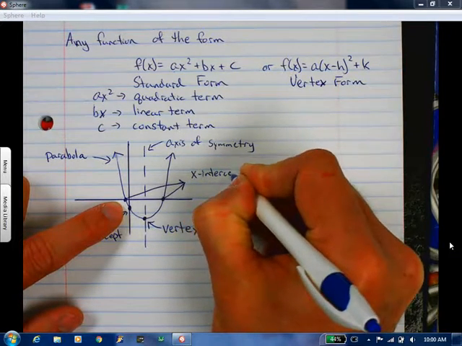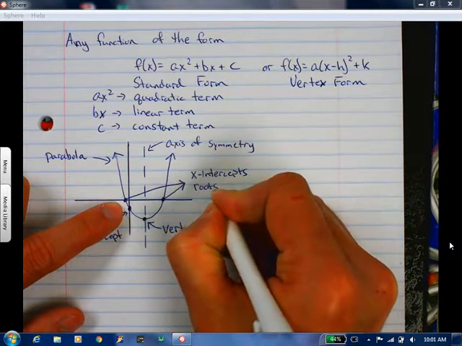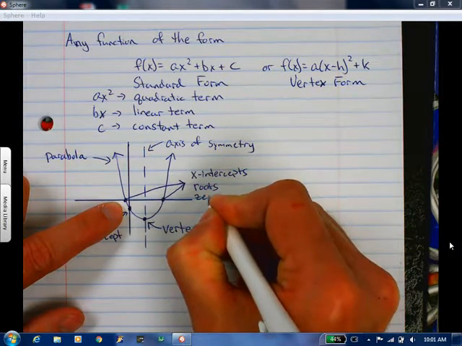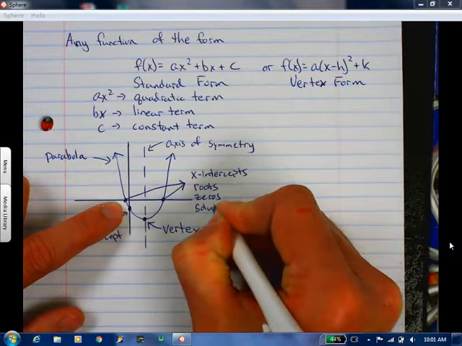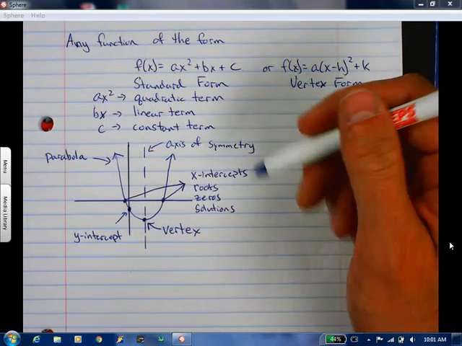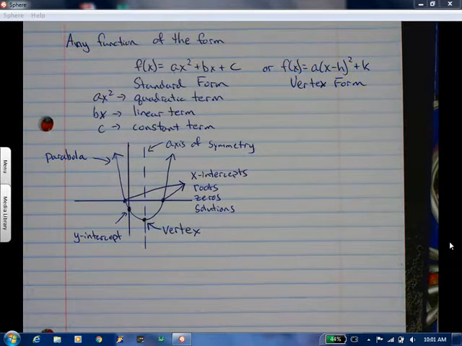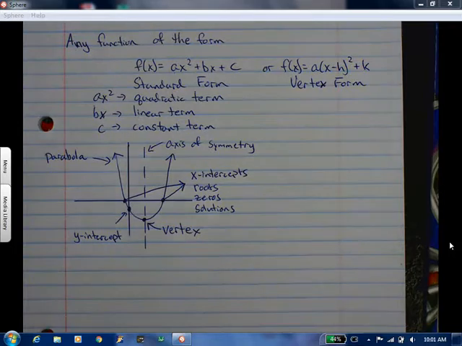These are going to have lots of names. These are also called the roots. They're called the zeros. They're called the solutions. All of those names will show up. They all mean the x-intercepts. The roots of the function, the zeros of the function, the solutions to the equation, you're always looking for the x-intercept in that case. And we're going to spend a good portion of this chapter going over how to find those x-intercepts on different types of quadratics.